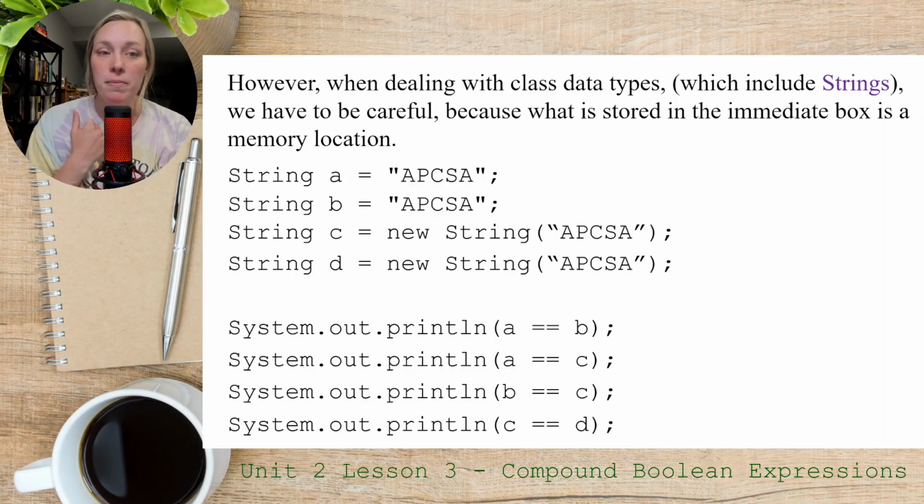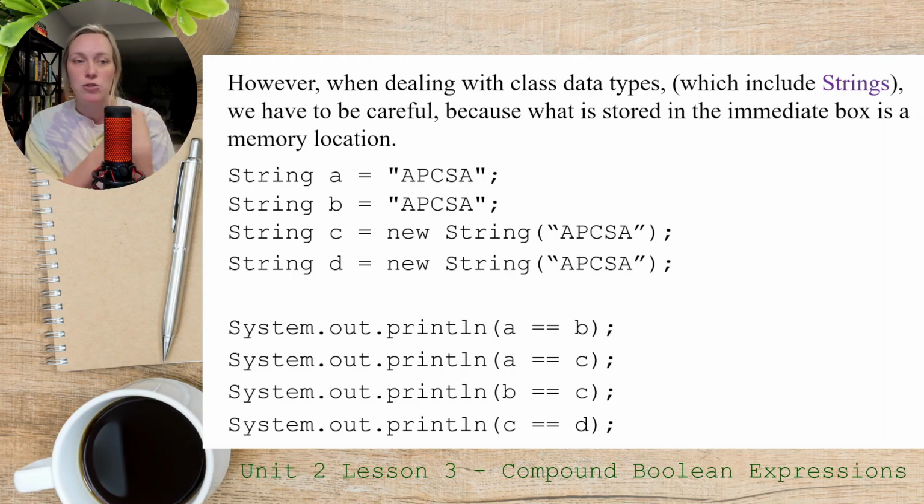But with strings, remember, strings are class data types. They are not primitive. So string here, I have two ways of creating a string, A and B. C and D, because they are a class data type, you can also use a constructor to create a string, although it's not common. We don't usually use that. But that is another way to make a string, with the constructor.